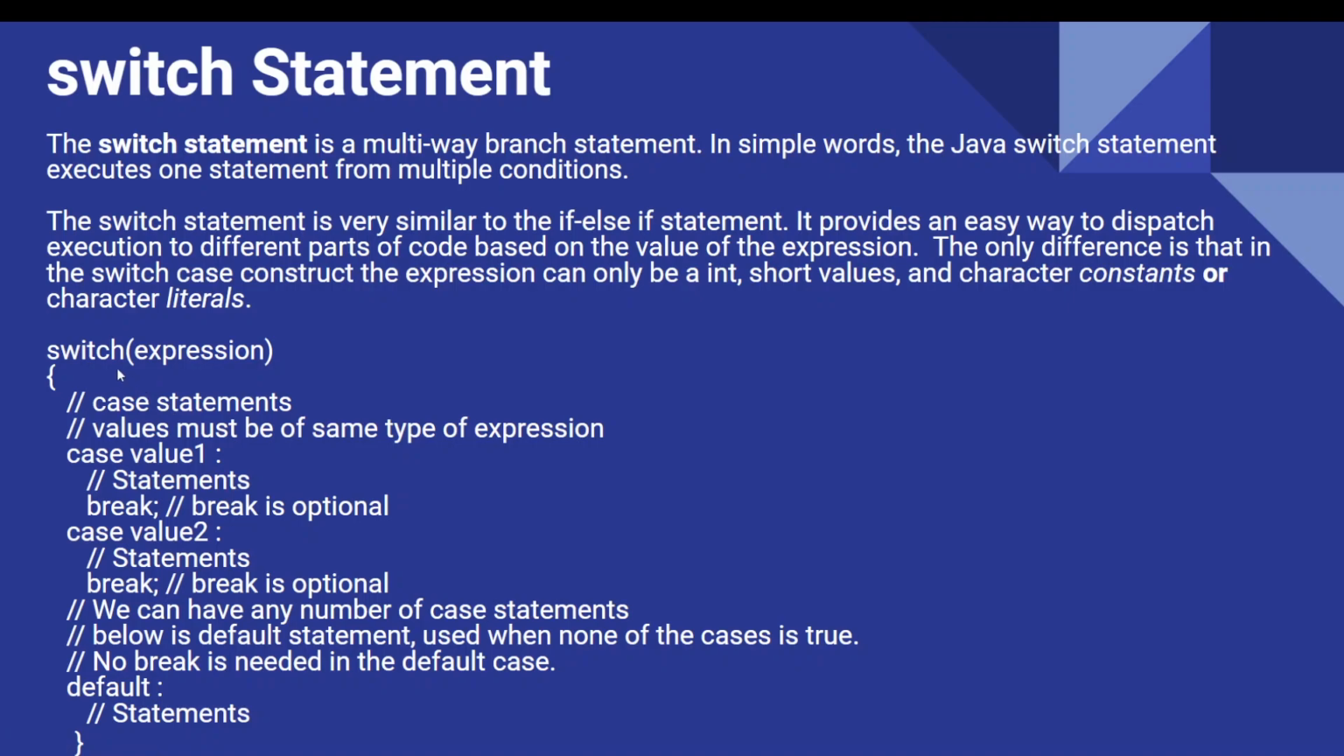So here, this is going to be our expression, which is going to be an integer or character or short or character literals. Now, once it checks that, this is our first condition. Case value 1 is similar to our first if condition. So it checks it and then executes this, and if this is not true, then it goes to the else if next, and then this final default is the final else statement. So this is our switch statement. Let's see how we can code that in Eclipse.